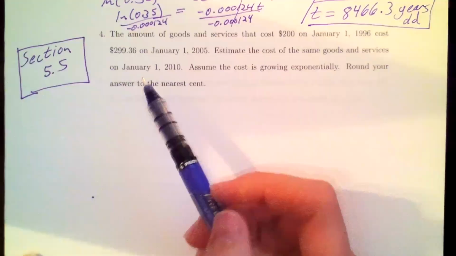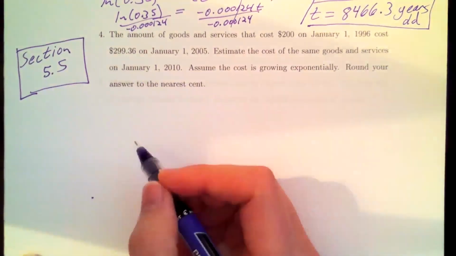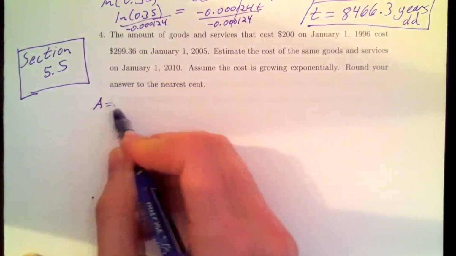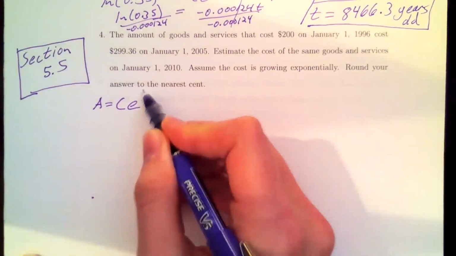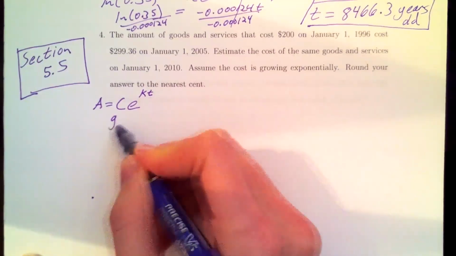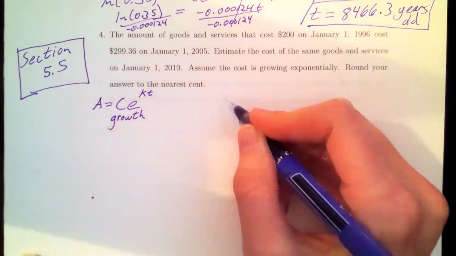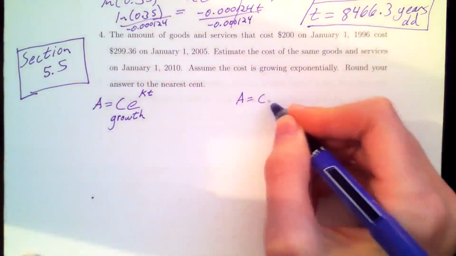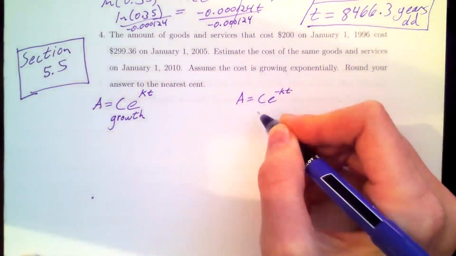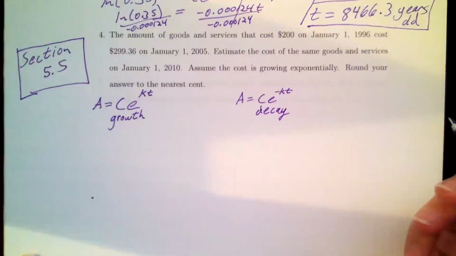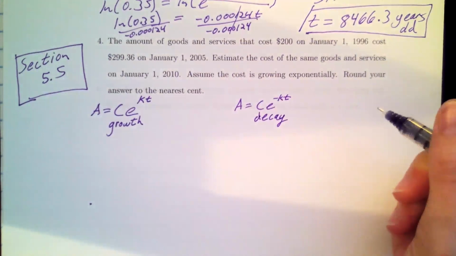In this section, we are talking about using either growth or decay models, so we have to decide in order to start the problem whether we're using a growth model, Ce to the positive kt, or a decay model, Ce to the minus kt. And whichever formula you choose depends on the context of the problem. So let's read number 4.